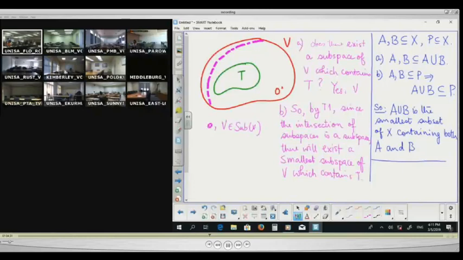Because how will you do it? You take the collection of all subspaces which contain T, right? Take their intersection. The intersection of subspaces is a subspace, but all of them are bigger than T, so the intersection will still be bigger than T. Okay? Alright, good. So I can actually find the smallest subspace like this, and this is the intersection of all subspaces which contain T.